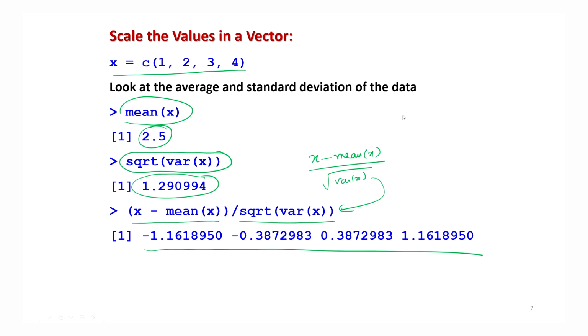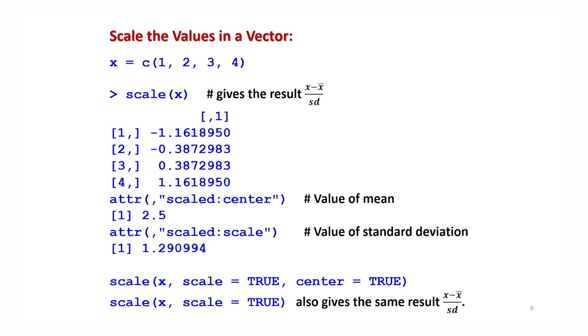But now let me see how the same thing is obtained in the R software. So I take the same data vector 1, 2, 3, 4 and use the command scale x. This is going to give me x minus x bar divided by standard deviation. And you can see the outcome looks like this: minus 1.16, minus 0.38, plus 0.38 and 1.16, right? So you just have to remember minus 1.16, minus 0.38 and plus with their positive sign.